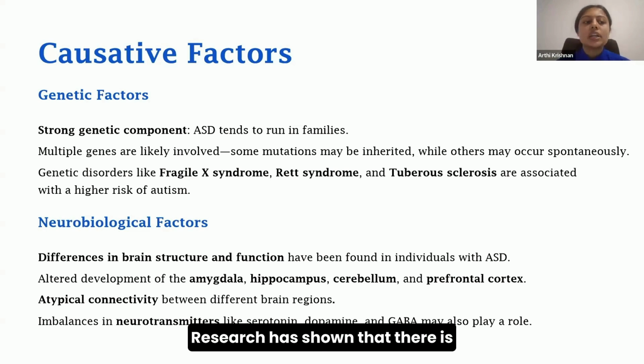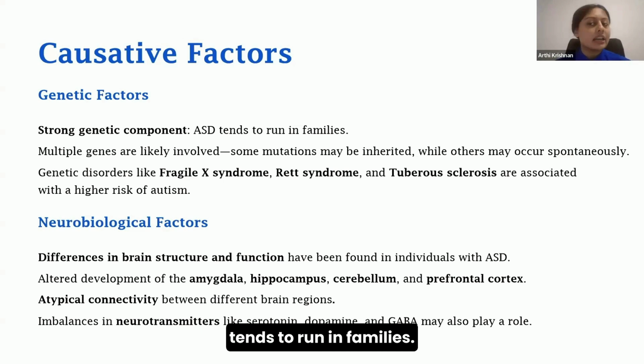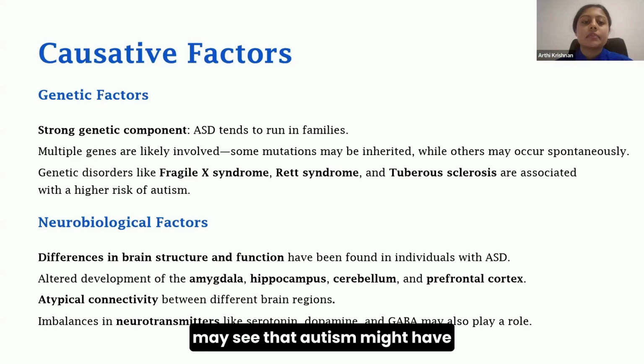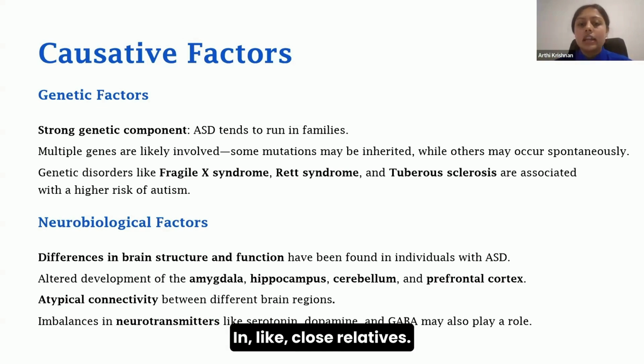So research has shown that there is a strong genetic component when it comes to autism spectrum disorder. So, autism spectrum disorder tends to run in families. So, it's possible that other children in the family could have this condition, or in the genetic lineage we may see that autism might have been present in other members, right, in close relatives, right? So genetically there is a major role.